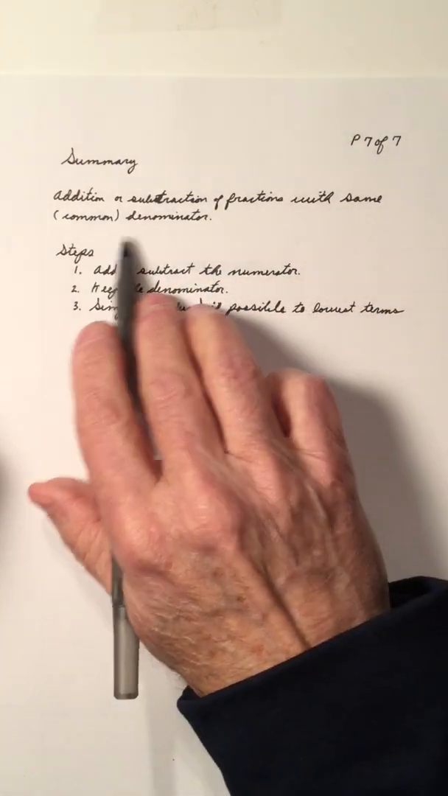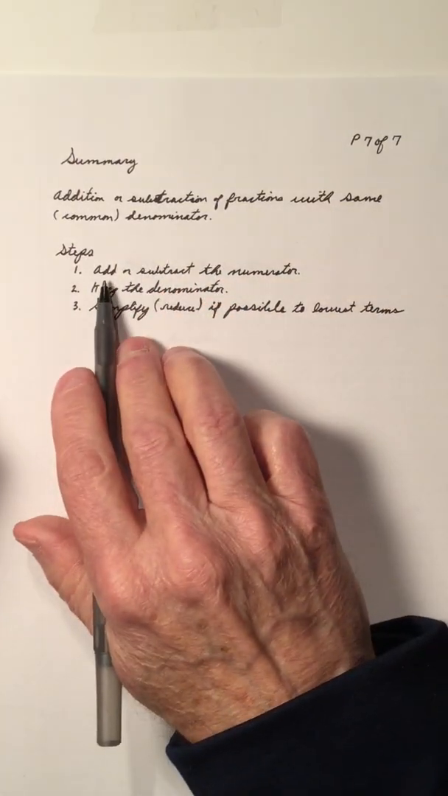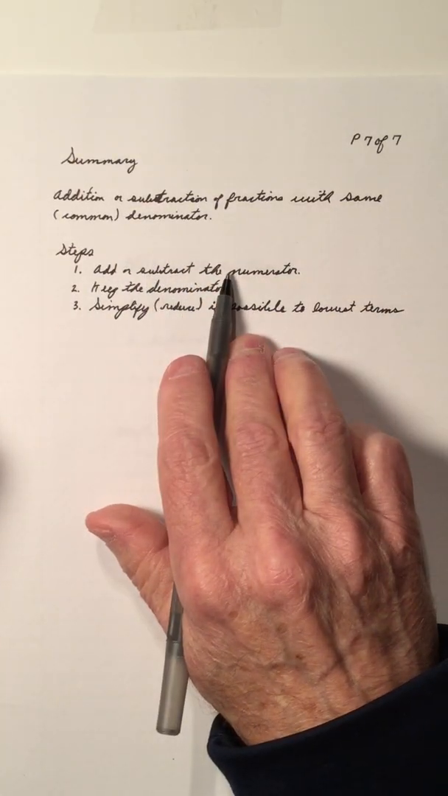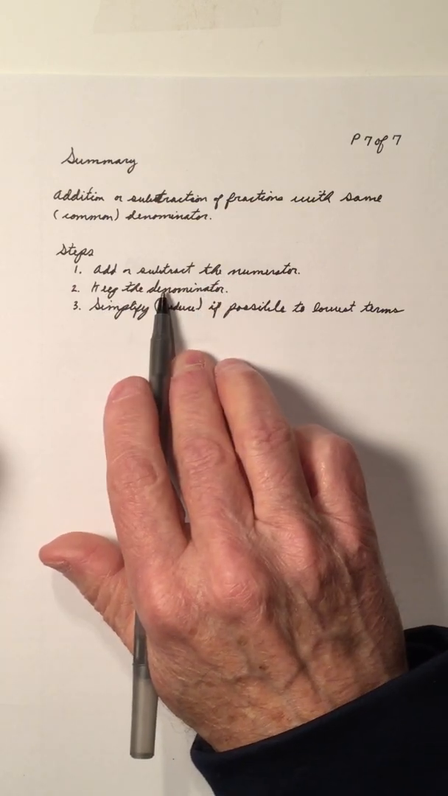Just a summary: adding and subtracting fractions with the same or common denominator, we add or subtract the numerators, we keep the denominator, and we simplify when we're finished.